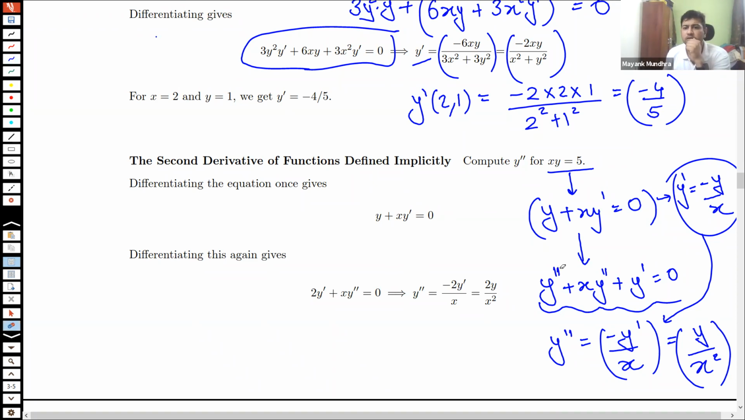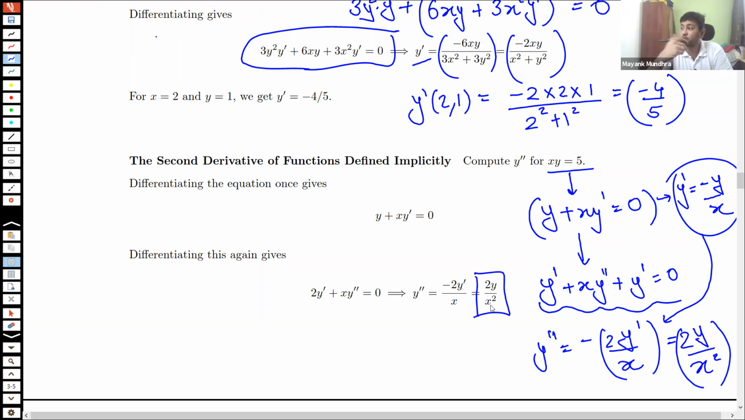This is y prime. So y double prime is equal to minus 2, negative of 2y prime by x, where you again substitute this minus y by x, so you get 2y by x squared. So this becomes the final value of y double prime.